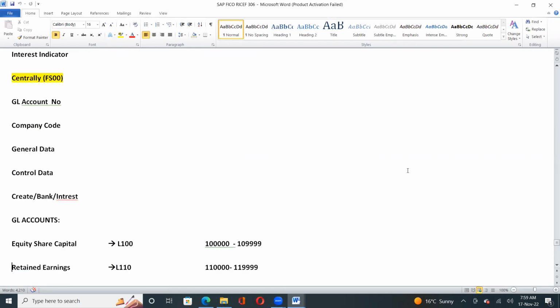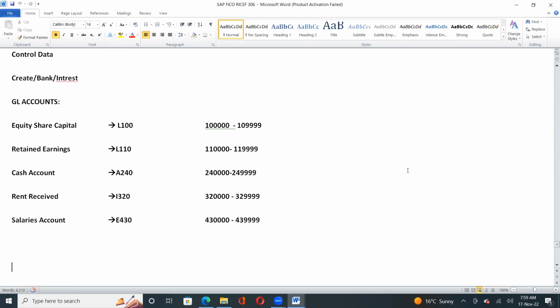Put heading as accounts payable and accounts receivable module. Actually, both, as I said earlier, are separate modules, but here we are going to combine both.